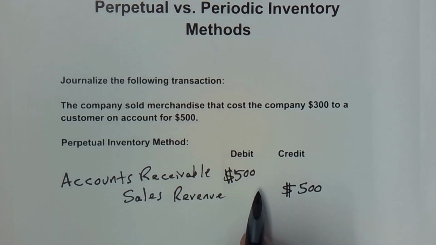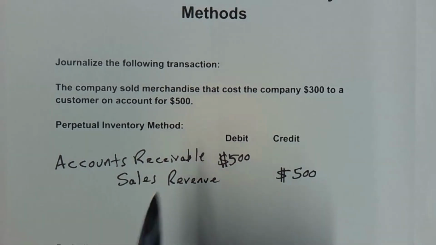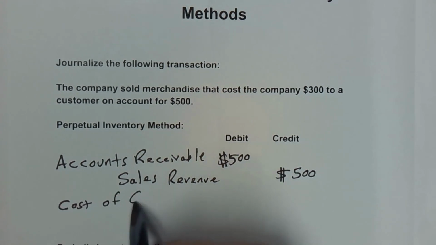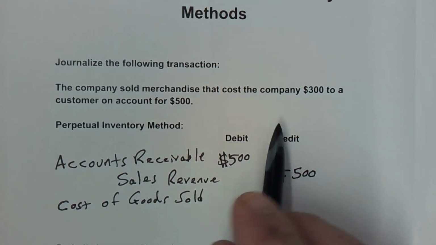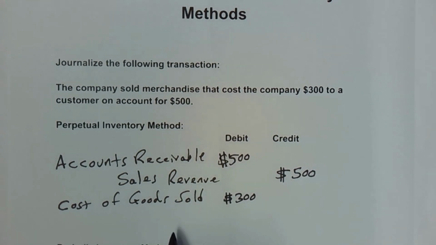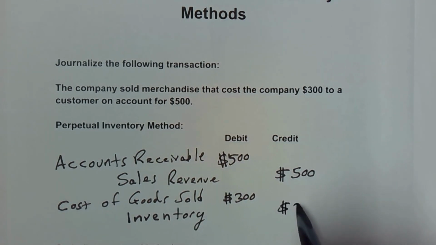So we've recorded the first part of the transaction, in which we've now recorded the sale and we've booked it to revenue. We now need to also account for the cost of goods sold. So we're going to debit cost of goods sold, and that's for what it cost the company, and that was the $300. So we're going to debit $300, and then we're going to credit the inventory, because the inventory, which is an asset account, is being reduced by $300 worth of merchandise.